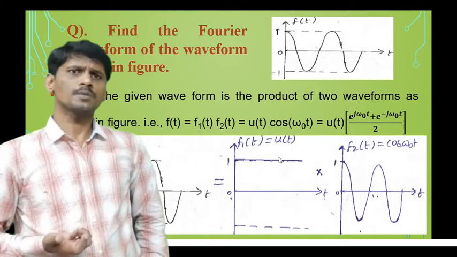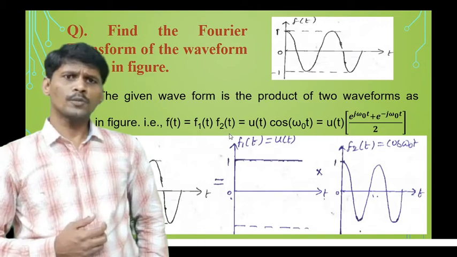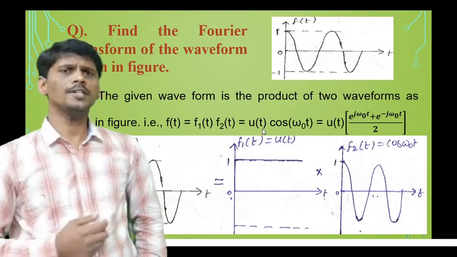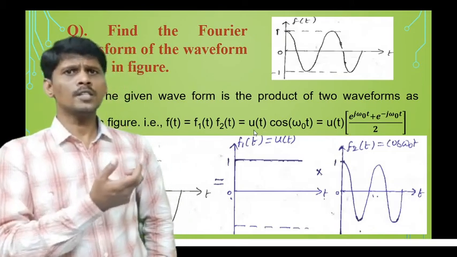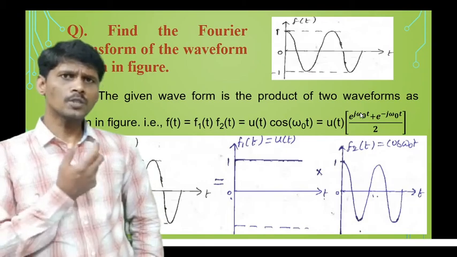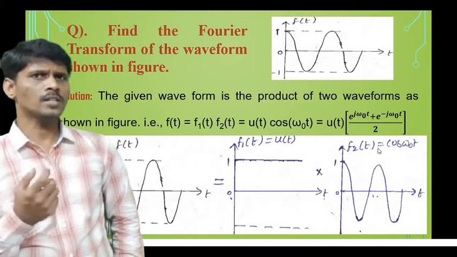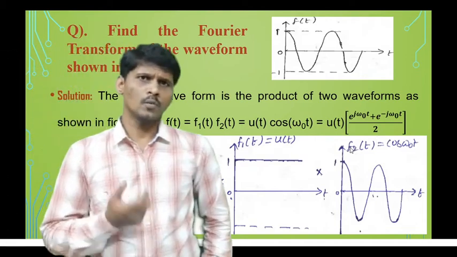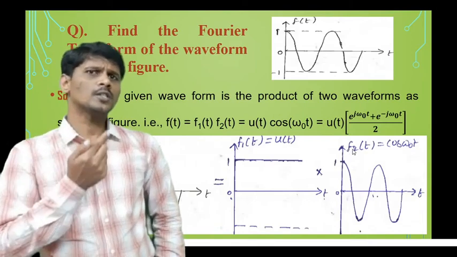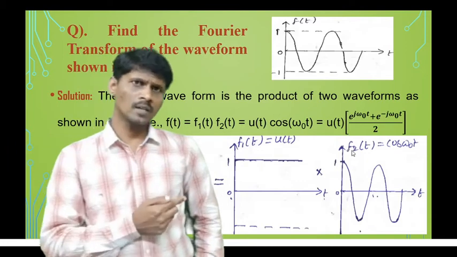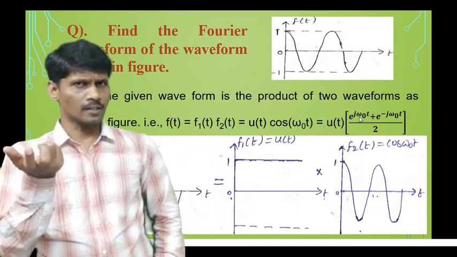F1 of t is the unit step signal and F2 of t is the sinusoidal signal. Therefore, f of t is f1 of t into f2 of t, that is equal to u of t into cos of omega naught t. Cos of omega naught t is written in terms of exponentials: e power j omega naught t plus e power minus j omega naught t, by 2. Using the frequency shifting property. What is the frequency shifting property? Fourier transform of f of t into e power j omega naught t is F of omega minus omega naught. So now here, the Fourier transform of u of t into e power j omega naught t.